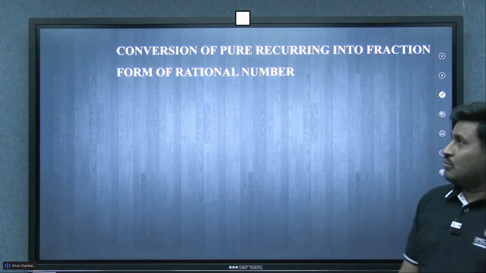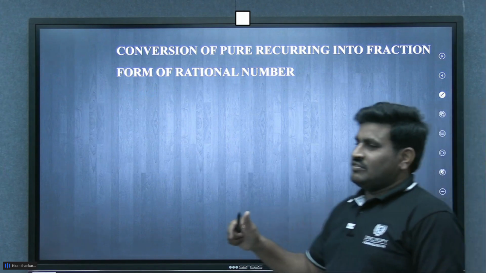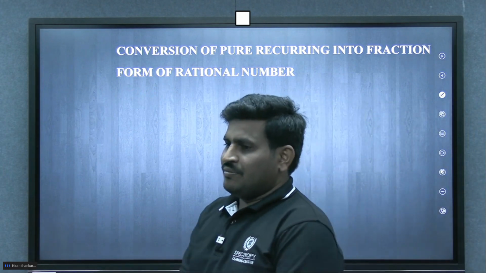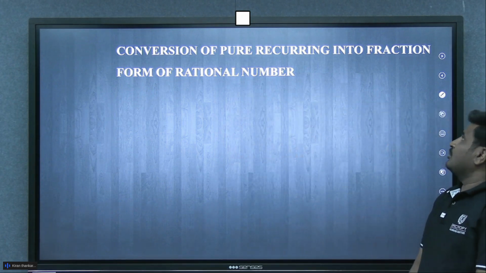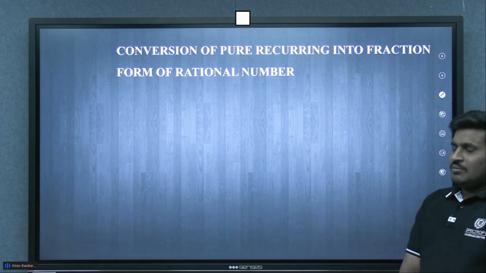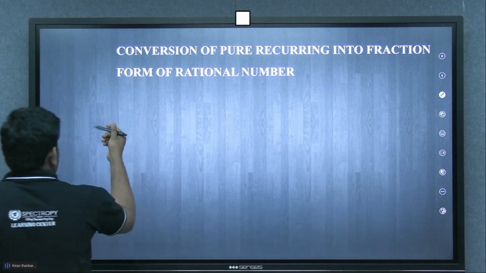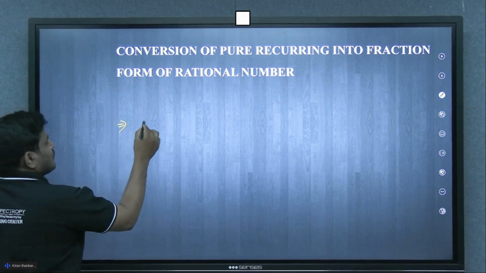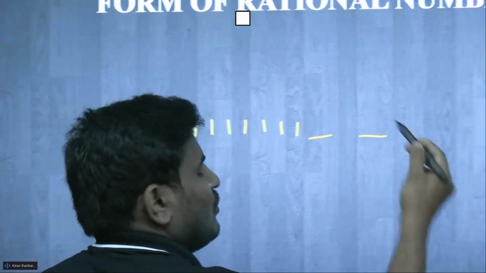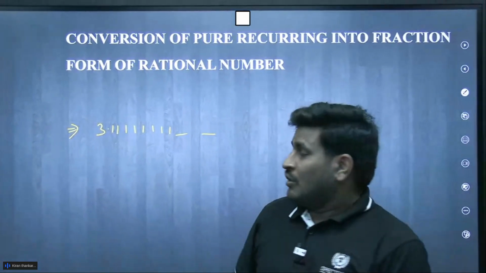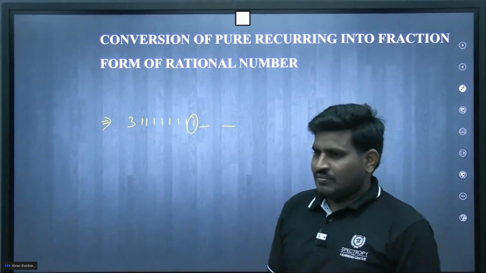Now let's see one more concept: the conversion of pure recurring decimals into fractions, or rational numbers. Recurring means repeating numbers. Pure recurring means, for example, take the decimal 3.11111 and so on up to infinity. The 1 is repeated infinitely many times.